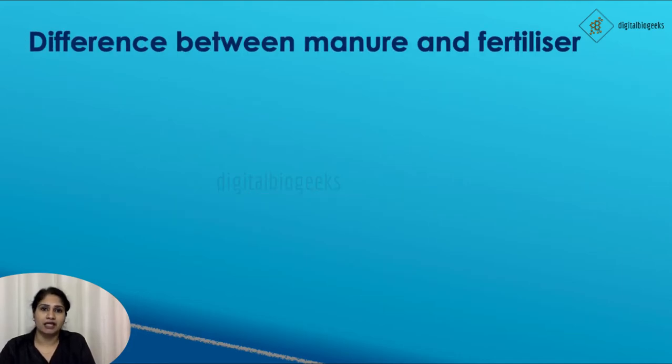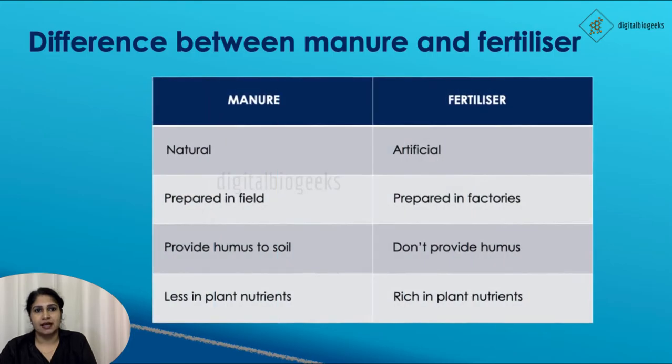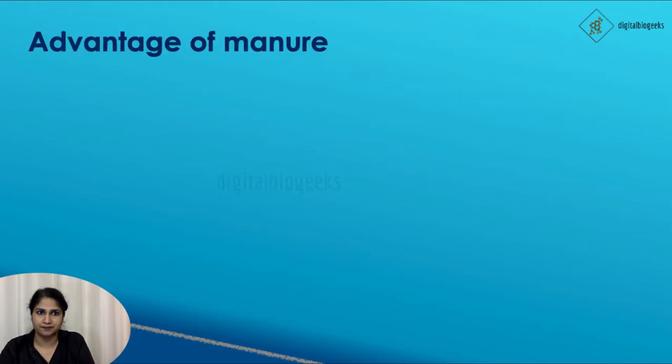Difference between manure and fertilizer. Manure, as we all know, is natural. Fertilizer is artificial, man-made. Manure is prepared in the field by the farmers. Fertilizer is prepared in factories. Manure provides humus to the soil as it is an organic substance, but fertilizer doesn't provide humus. Manure is less in plant nutrients, but fertilizer is rich in plant nutrients like nitrogen, phosphorus and potassium.